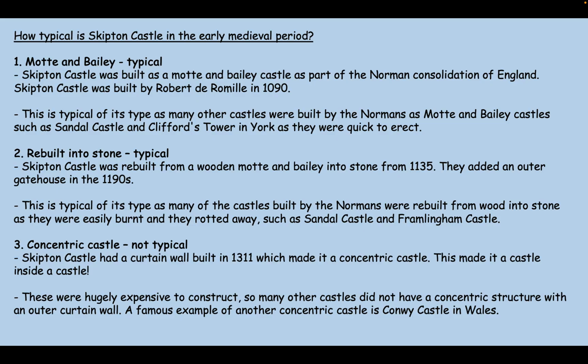So it's got multiple curtain walls basically, and so it had this extra curtain wall going around it, which was built in 1311, and obviously that's really expensive to construct because it's a massive amount of stone that you need to go all the way around the castle. So that makes it not typical, because to build a concentric castle was really expensive. So we don't have many other examples of concentric castles in England.